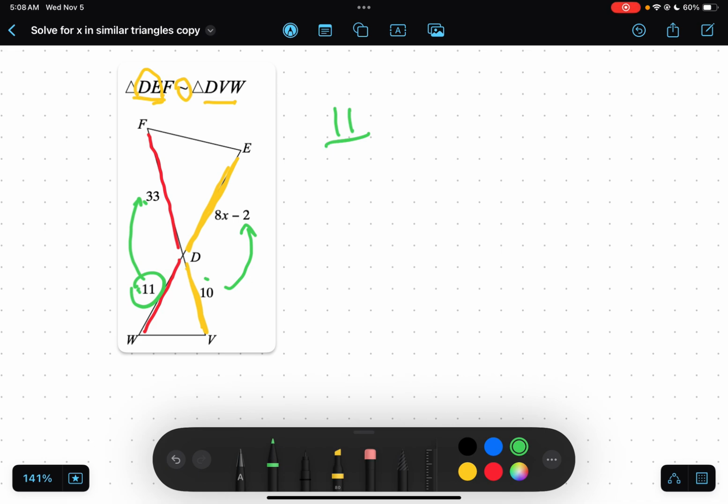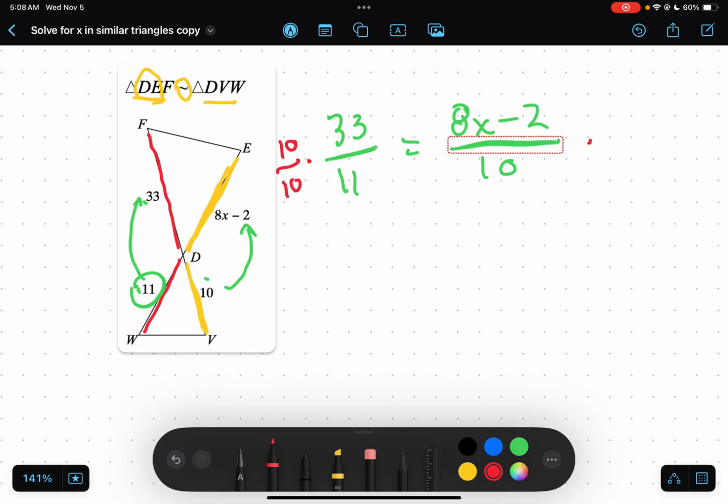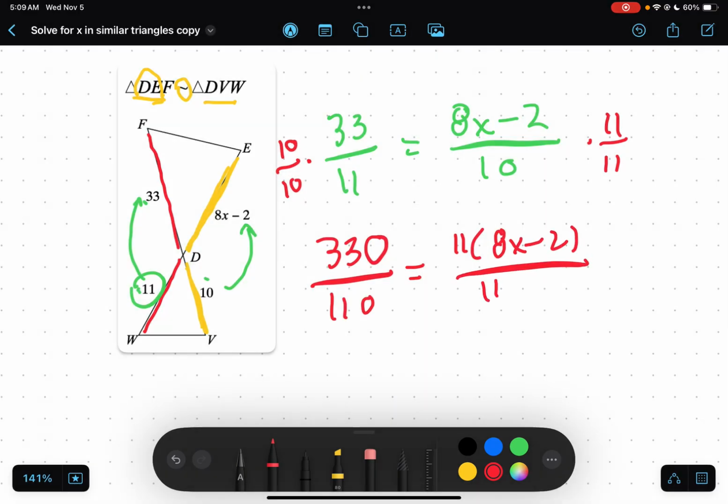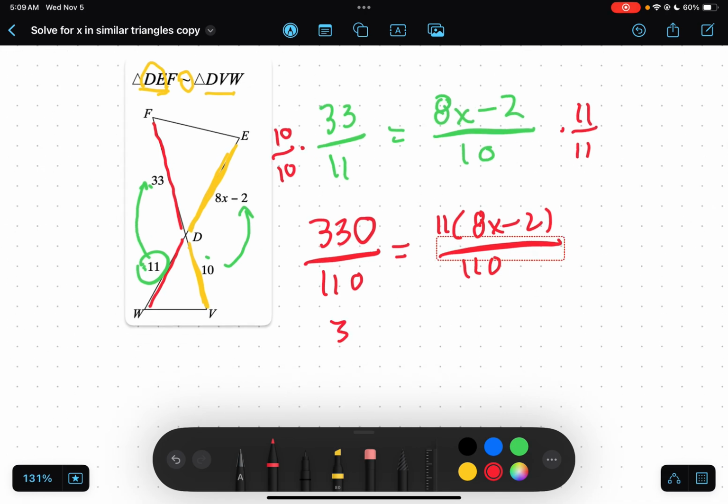So 11, or let me do it the other way. 33 to 11 is the same as 8x minus 2 to 10. So if you haven't already, why don't you solve this by yourself if you haven't finished solving this problem already? So I'll multiply this by 10 over 10. So I have 330 and I end up with 88x minus 22.